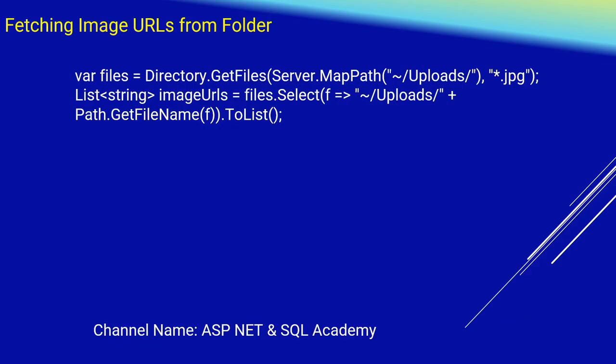If you are storing the metadata in database, just query images using the file type column. Then build the URL by appending the uploads path.